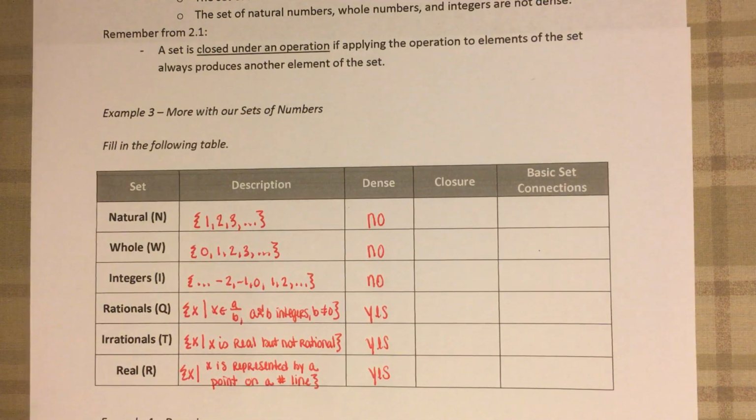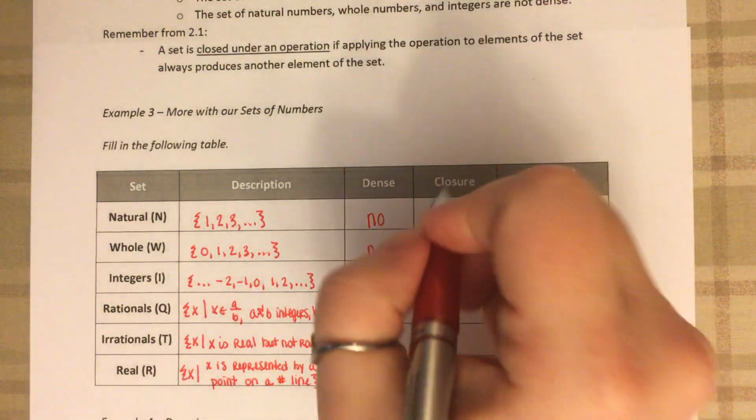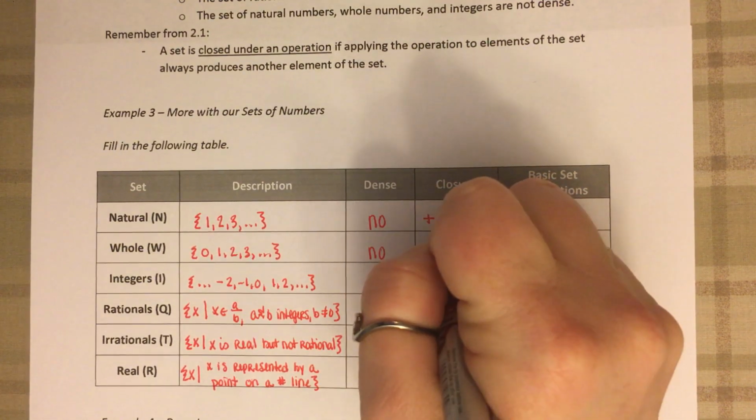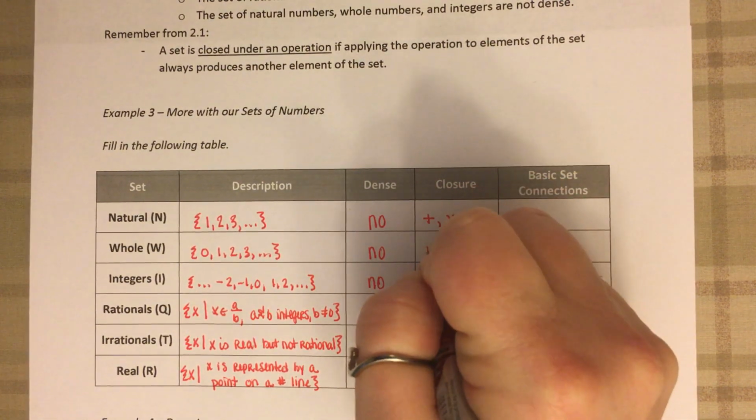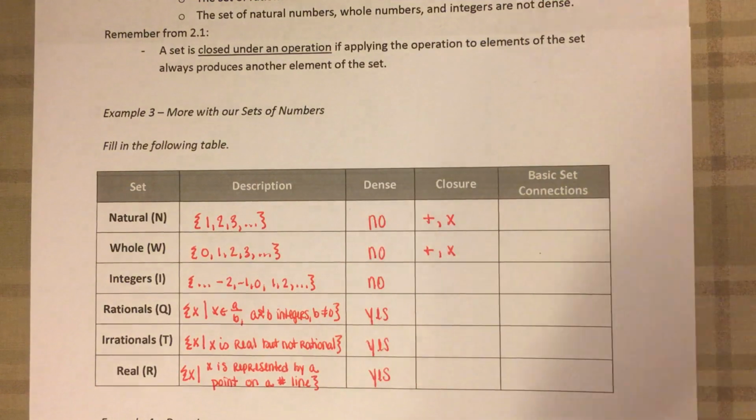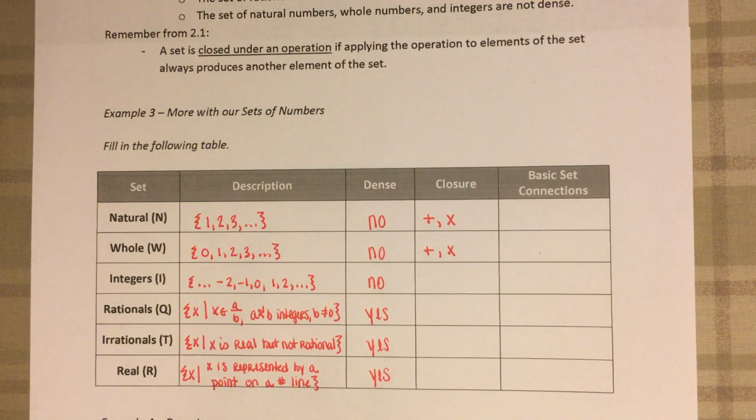Closure means that if we take two elements of the set and we apply an operation, we get another element of that set back. Our natural numbers and whole numbers are closed under multiplication and addition only. If we add two natural numbers or we multiply two natural numbers or whole numbers, we get another natural number or whole number back. It doesn't work for subtraction and it does not work for division.